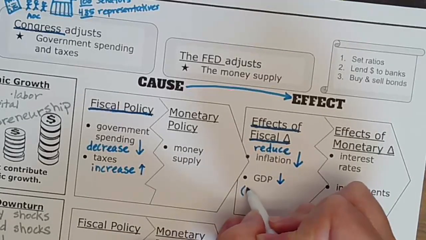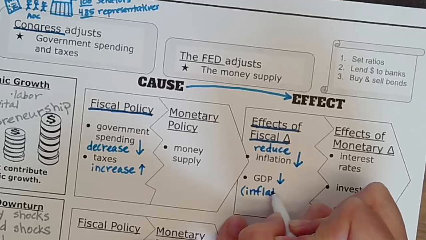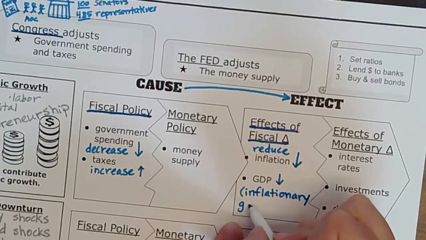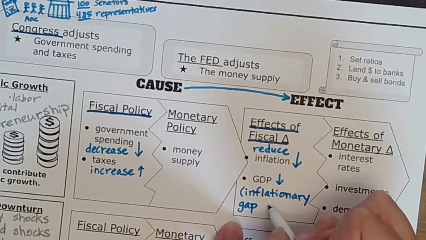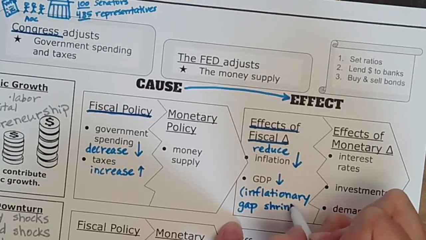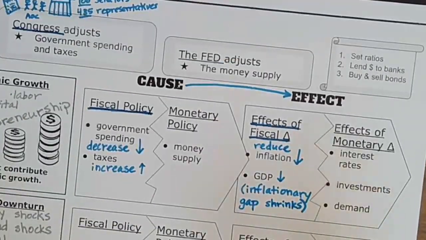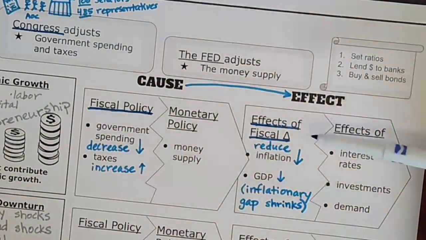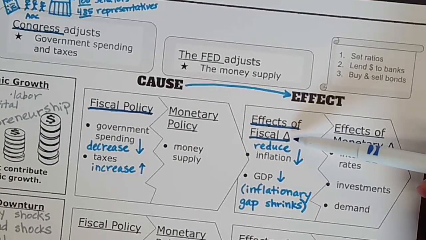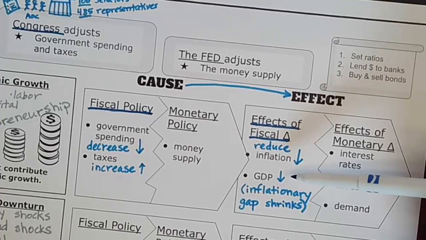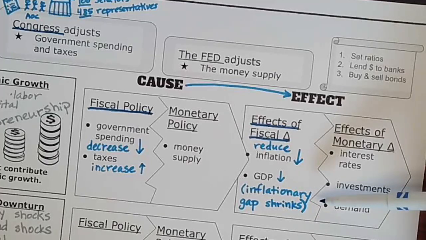And what that does is, remember our inflationary gap up there? The inflationary gap shrinks. It gets smaller. I'm going to show you that on our chart up above, but I want to give you a chance to write this. So the effects of that fiscal policy, it's going to reduce inflation. That's a good thing sometimes. And it's going to bring our GDP down just a little, because we need that inflationary gap to shrink to get us closer to equilibrium.